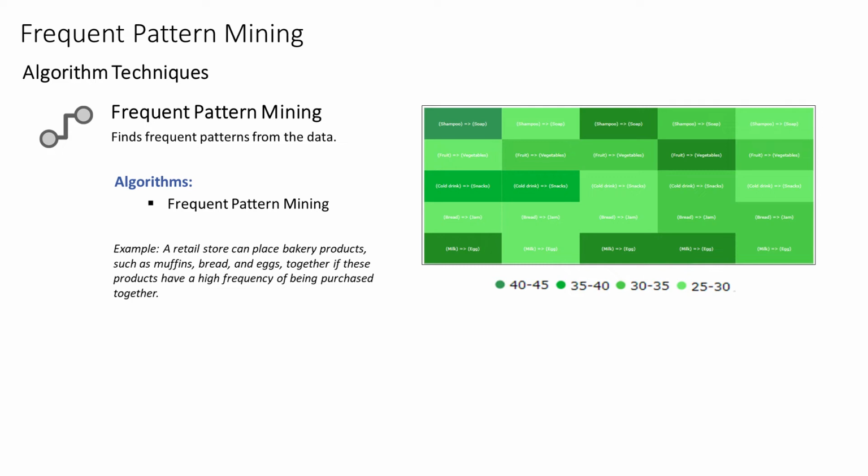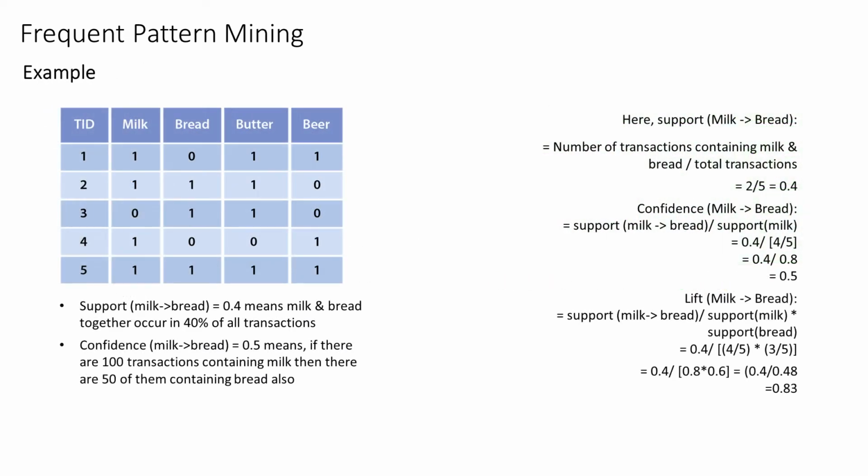Given a set of transactions, this process aims to find the rules that enable us to predict the occurrence of a specific item based on the occurrence of other items in the transaction. Frequent pattern mining could be used if a retail store manager wanted to conduct market basket analysis to come up with a better strategy of product placement and product bundling.